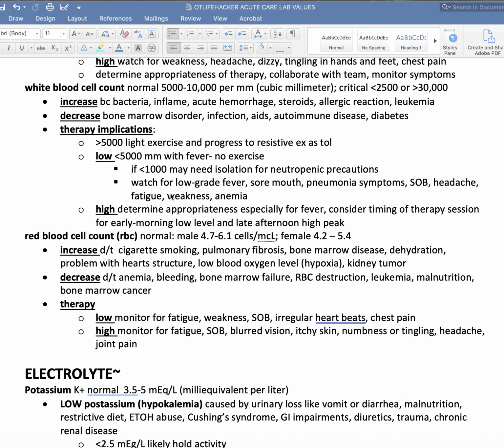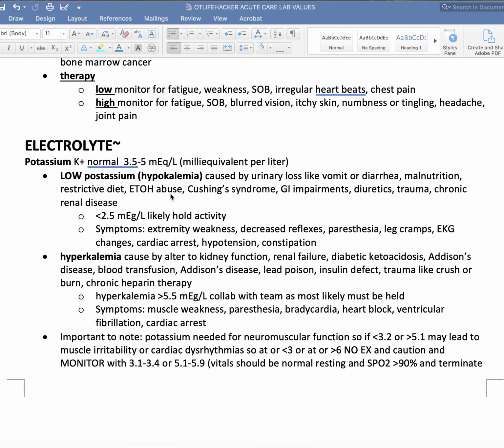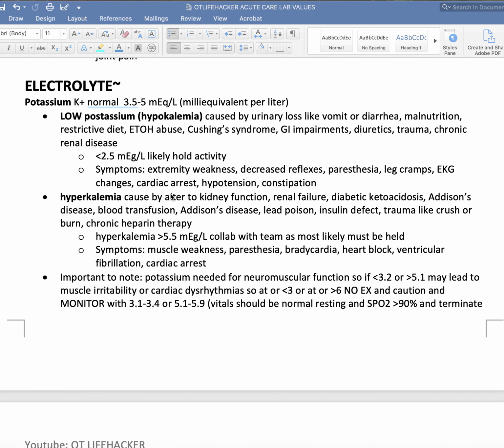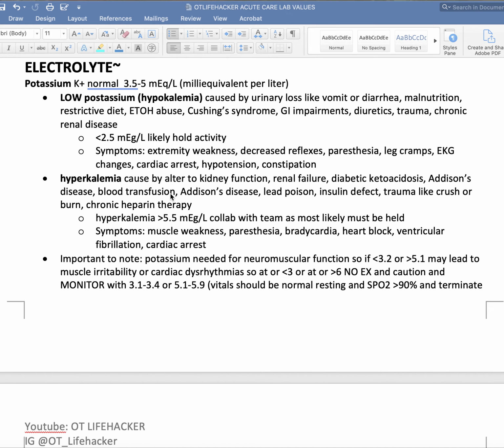Today we are going to talk about electrolytes. We are going to start off with potassium. Normal is between 3.5 to 5. Low potassium, hypokalemia, is caused by urinary loss, such as vomiting or diarrhea, malnutrition, restrictive diets, alcohol, Cushing syndrome, GI impairment, so gastrointestinal stuff, diuretics, trauma, chronic renal disease, and know that there can be others as well.